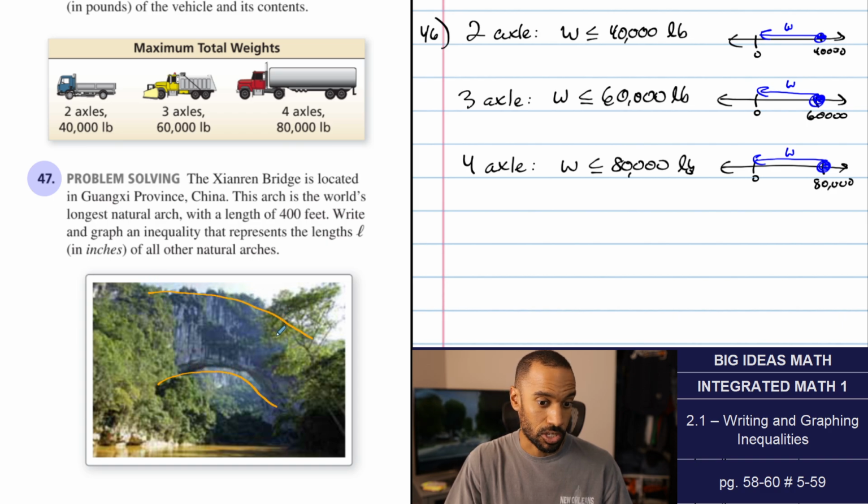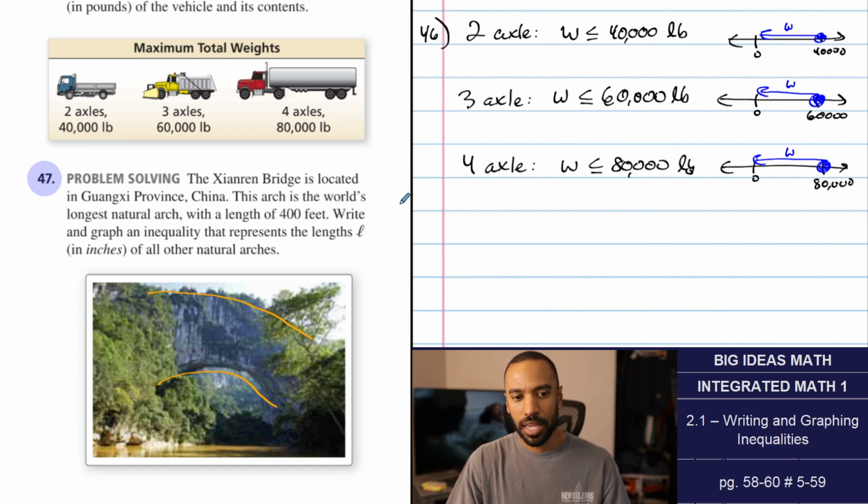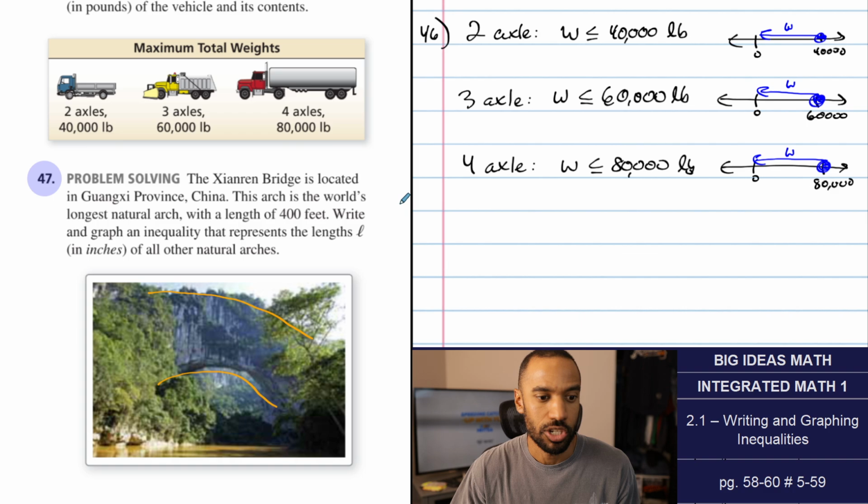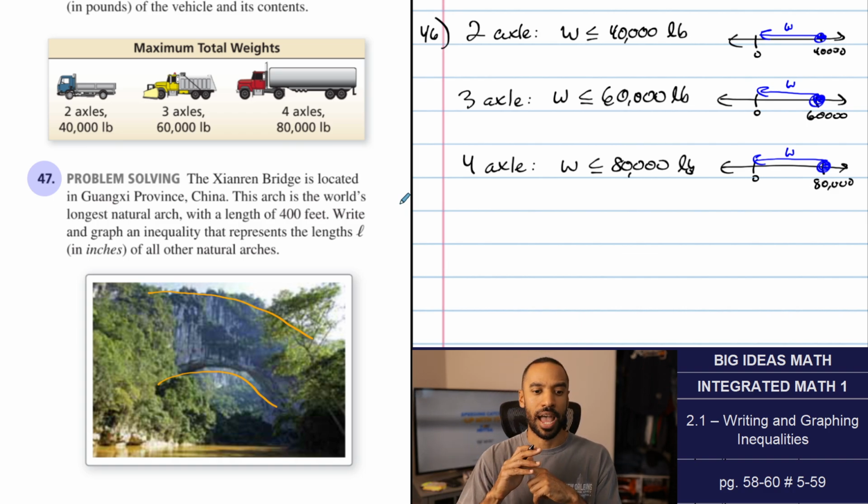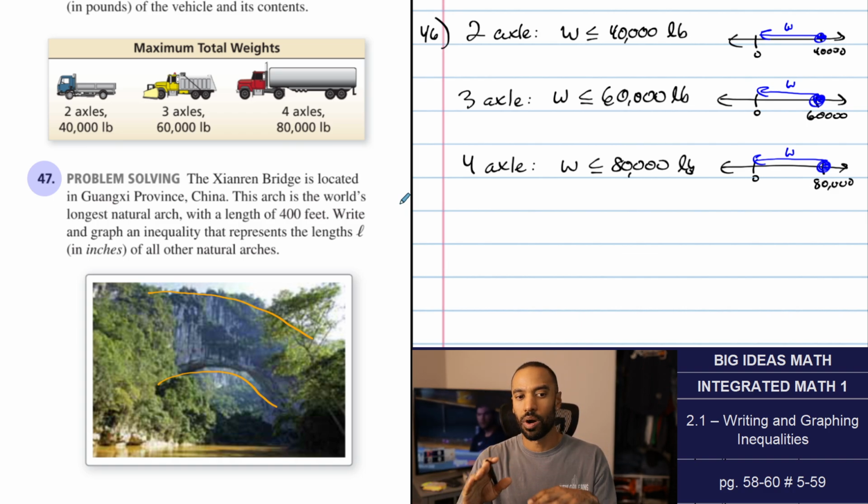So they said it's a bridge. They say it's a natural arch, so it's not man-made, with a length of 400 feet. Write and graph an inequality that represents the length L in inches of all other natural arches. So if this is the world's longest, there's nothing quite that length, so anything else is going to be less than. Not equal to, but less than.